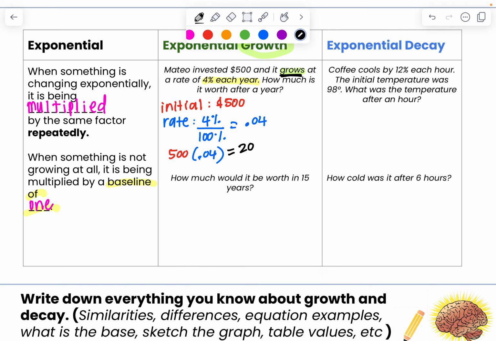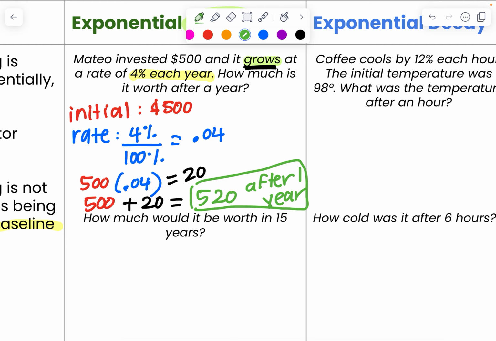Right, so writing the words, giving context to the problem. Now, where this starts to get more and more interesting is how much would it be worth in 15 years? So it's still that $500 that we're starting out with. After 1 year, Mateo has $520, right? Then I'm going to take $520, and that's going to grow at 4% that year. I'll figure out what that is. I'll add that to my 520 and keep going and going and going. And it's kind of like this endless loop of calculations, right? So let me show you what I mean.